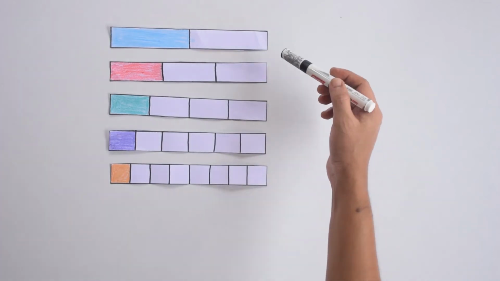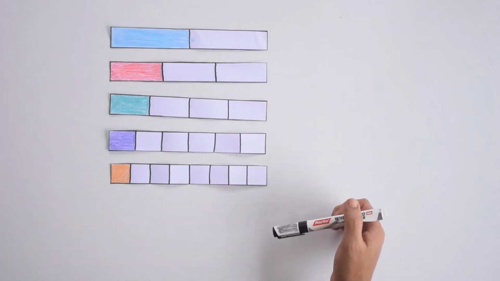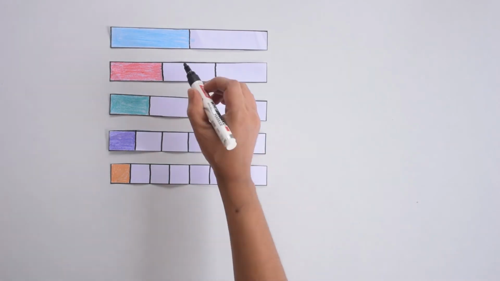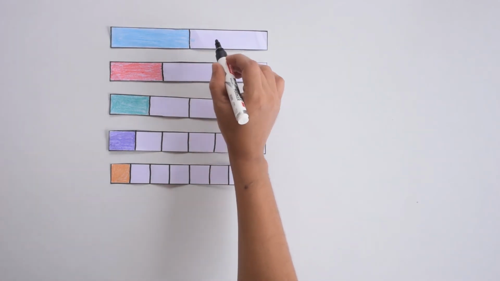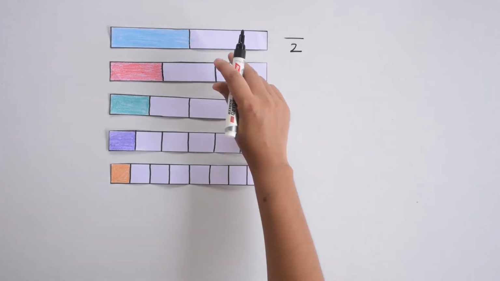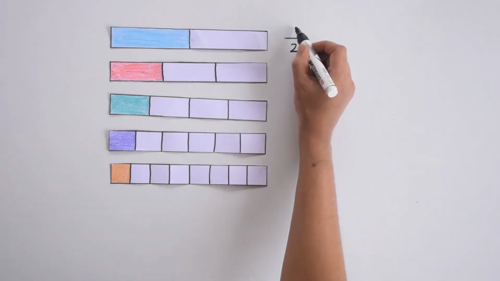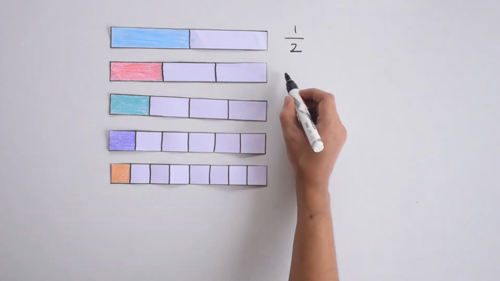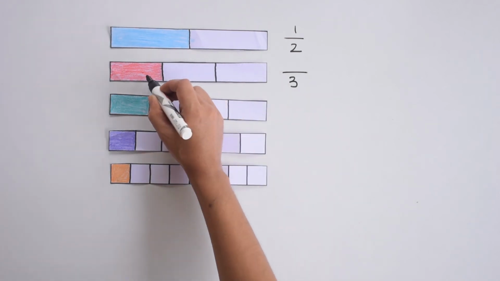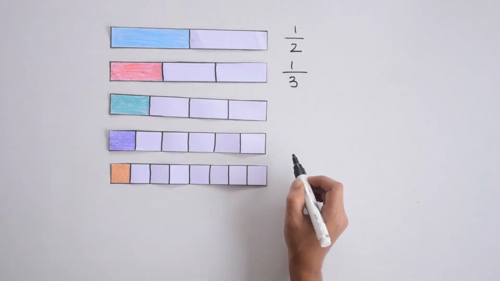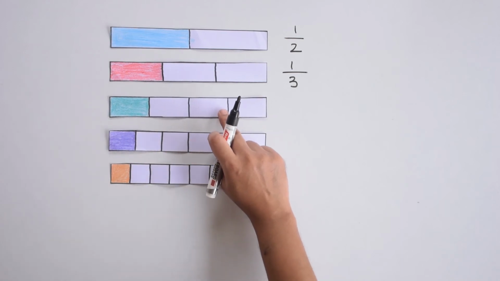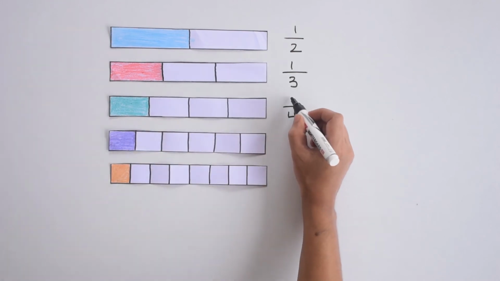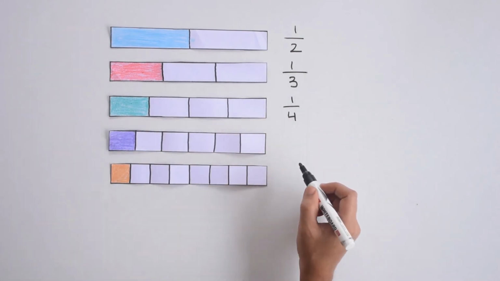In the second part, we have taken a few unit fractions. Shall we write the fractions corresponding to these paper strips? Let's write. The first strip here has two parts, so the denominator is 2 and one part is colored. So the fraction is 1 by 2. In the second strip, we have 3 parts, so the denominator is 3, one part is colored, so the numerator is 1, giving 1 by 3. In the third strip, we have totally 4 parts. Out of this, one part is colored, so the numerator is 1, so we get 1 by 4.